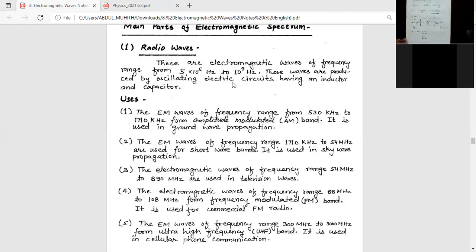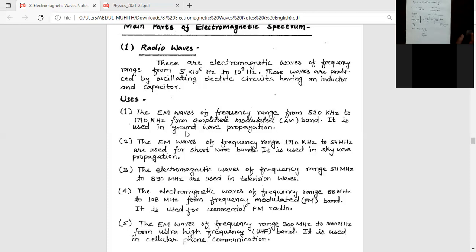So what is that now? These are electromagnetic waves of frequency range 5 into 10 to the power of 5 hertz to 10 to the power of 9 hertz. That's the frequency. And how are these waves produced? These waves are produced by oscillating electric circuits having an inductor and capacitor. So that circuit has an inductor and capacitor. That is the reason how the electromagnetic wave is produced.